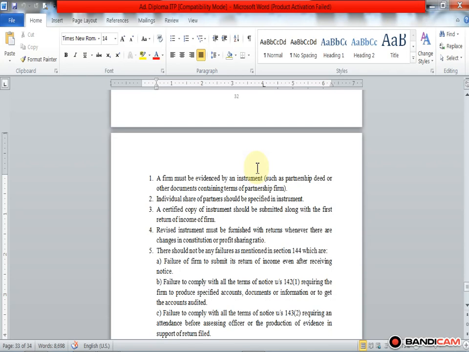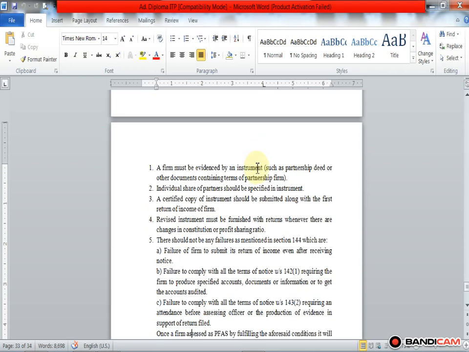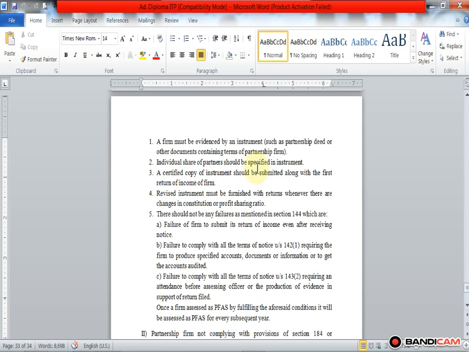Third, failure to comply with all the terms of notice under section 143 subsection 2, requiring attendance before the assessing officer or the production of evidence in support of the return filed.